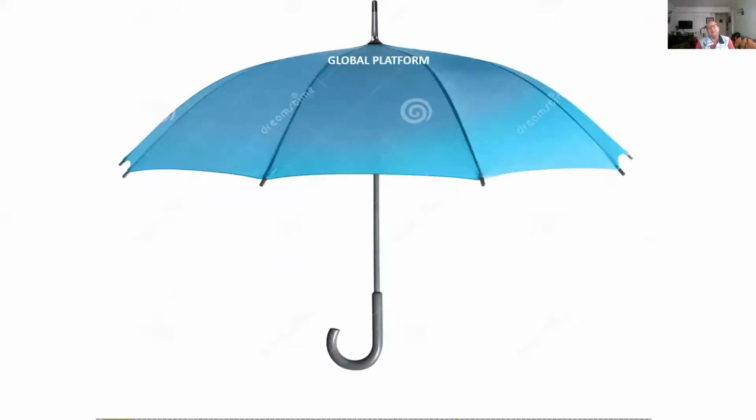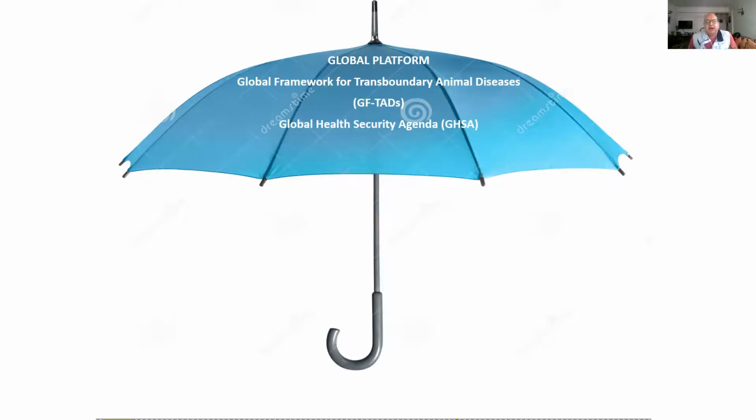Other than this GF-TADs platform, there is another platform called the Global Health Security Agenda. I don't know how many of you have heard about it. It is called GHSA. GHSA mainly enhances country capacity. Again, the principle is to prevent, detect, and respond to infectious disease. So these are some of the global platforms, and they prepare guidelines, and countries are supported based on these platforms.